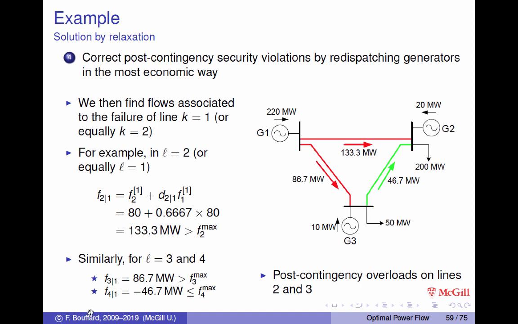And we can do the same thing for lines 3 and 4, and we actually find that line 4 is over the limit by 46. Is over the limit, sorry, it's actually under the limit, whereas line 3 is above the limit, and we can see it in the picture. So this is beyond 60 and this is beyond 100. So we will have to do some redispatch to get rid of these two overloads.